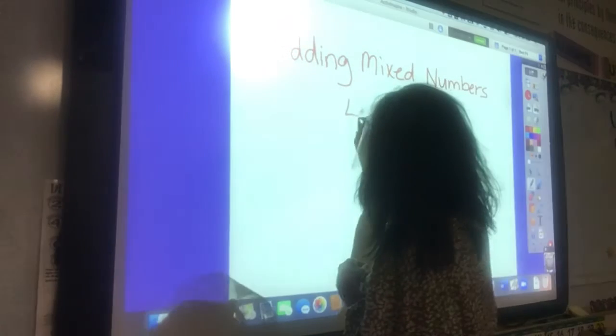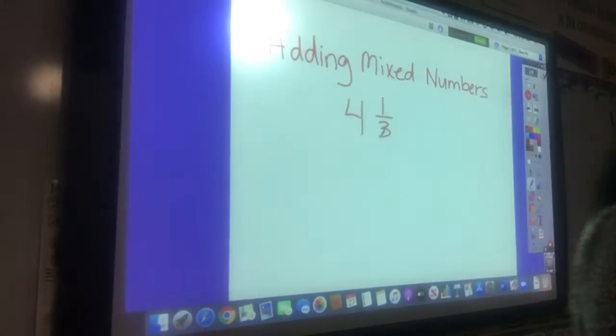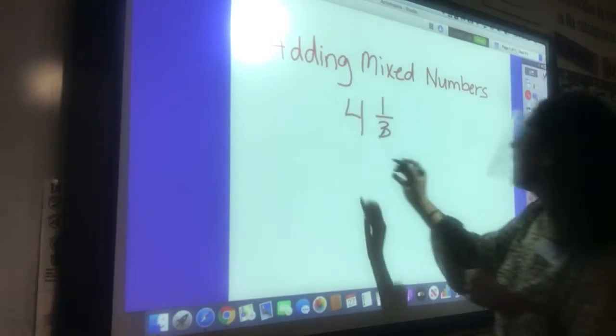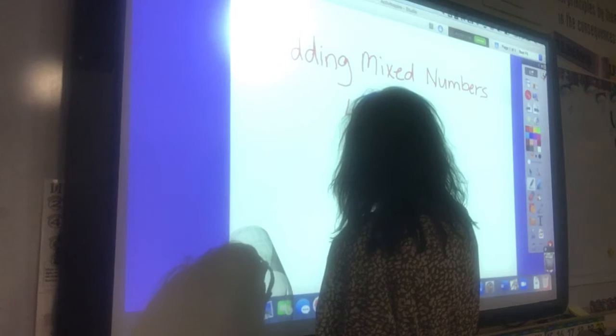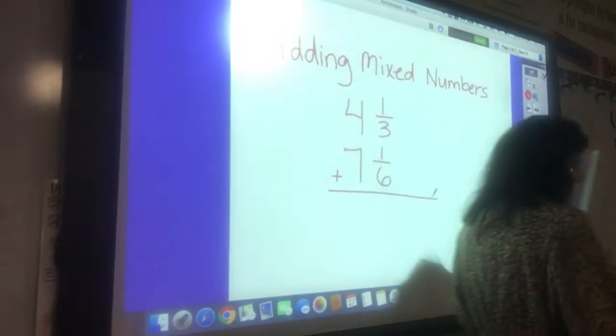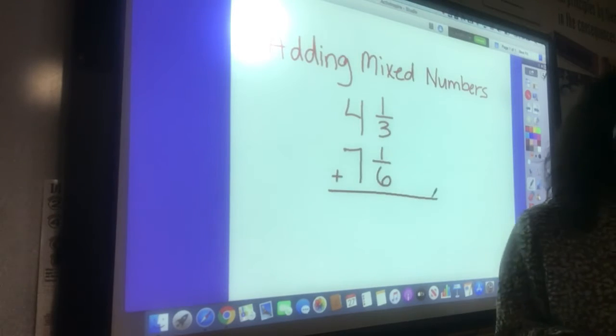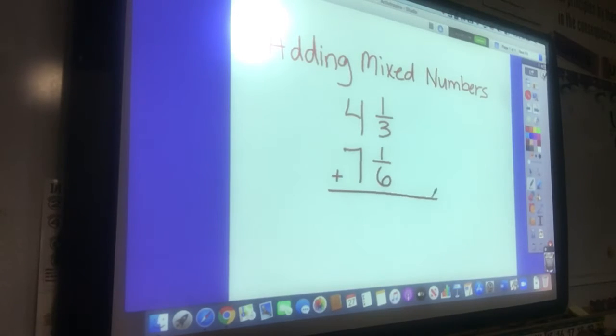So we're gonna do 4 1/3, and we're gonna add 7 1/6. So we know when we have fractions, we need a common denominator, which we don't have right now. We have a 3 and a 6.